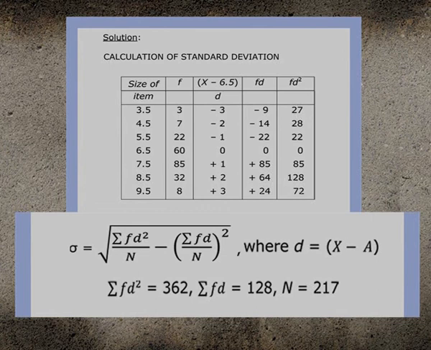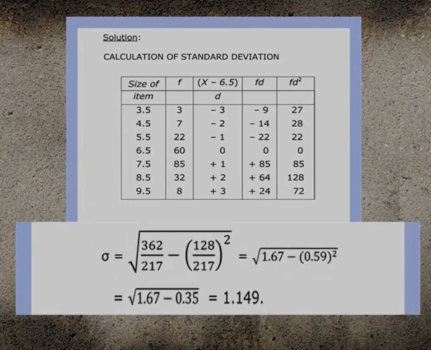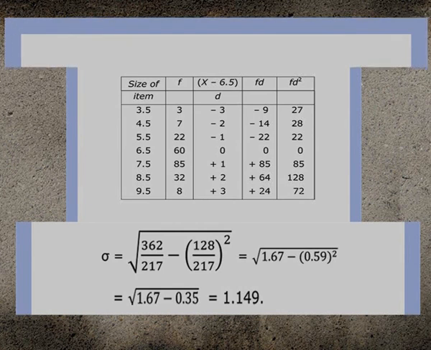Now from the table we have calculated sigma fd square as 362, sigma fd as 128, and capital N is equal to 217. Now putting these values in the formula, we get sigma is equal to under root of 362 divided by 217 minus 128 divided by 217 whole square. So that is equal to under root of 1.67 minus 0.59 square. So that is equal to under root of 1.67 minus 0.35, which is giving us 1.149.